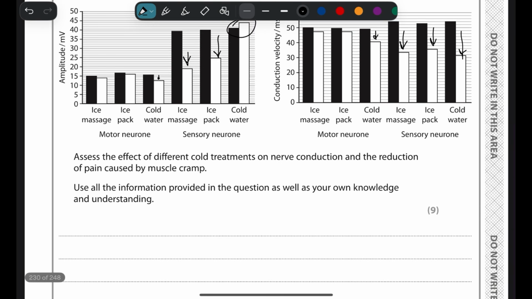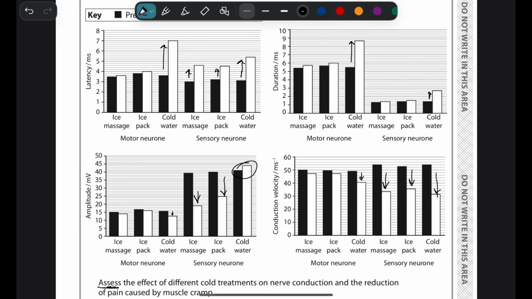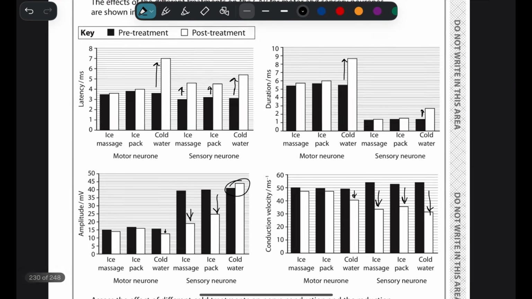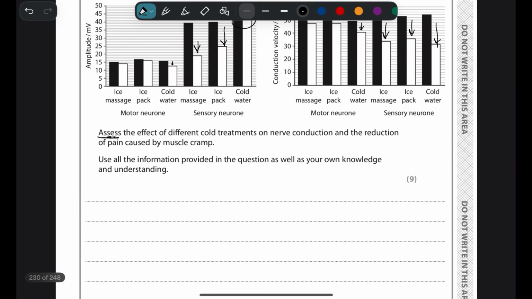So now that we've got all the data, remember, the prompt was assess. So we've looked at all the data, we've talked about it. Now we need to come to making conclusions. Cool. What we're saying is, to be honest, for all of the treatments, especially in sensory neurons, they were quite good at doing their job. You can maybe mention duration, maybe not so much, but for the most part, they really did their job. So I'm going to say most of the treatments or all of the treatments are likely to reduce pain because we have reduced sensory nerve conduction.